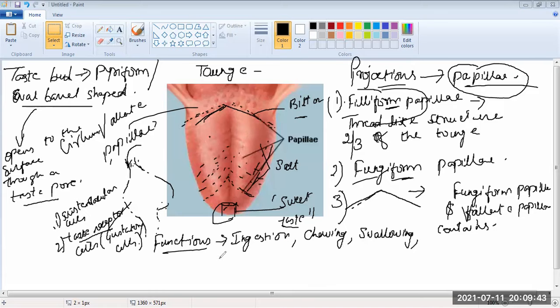And the most important function of the tongue is that it helps you to speak, right? So it helps in speech, and it also helps in mixing food with saliva. So these are important functions of the tongue, right? I hope this is clear, right?